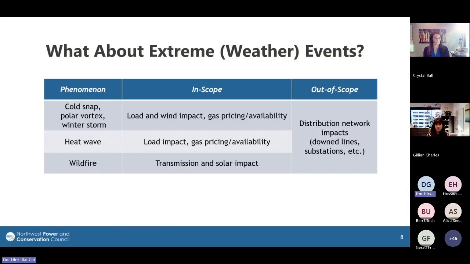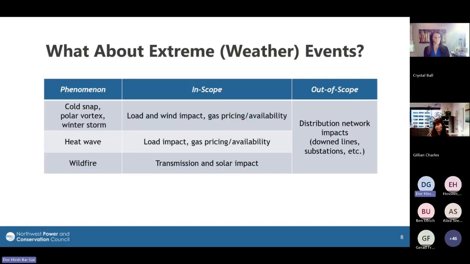If you were wondering, what about extreme events? Because it is a question that also comes often, whether it's a cold snap, polar vortex, heat wave, and wildfire, there are things that could be considered in scope to an RA analysis and out of scope. What would be in scope is if we have the ability to quantify the impact on load and wind, as well as gas pricing. We all know that there could be gas limitations in specific challenging conditions for a variety of reasons, but what could be in scope in these cases is making sure you understand how those phenomena impact load, wind, gas pricing.